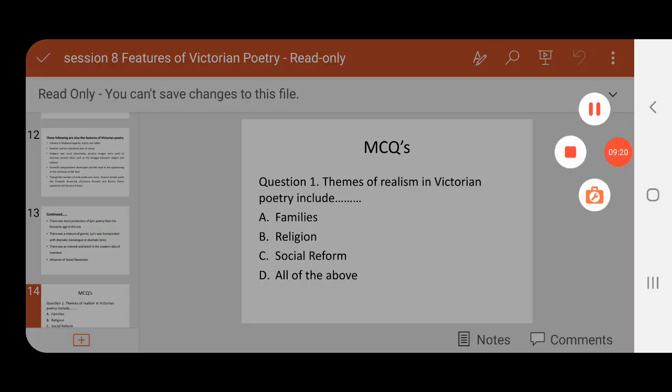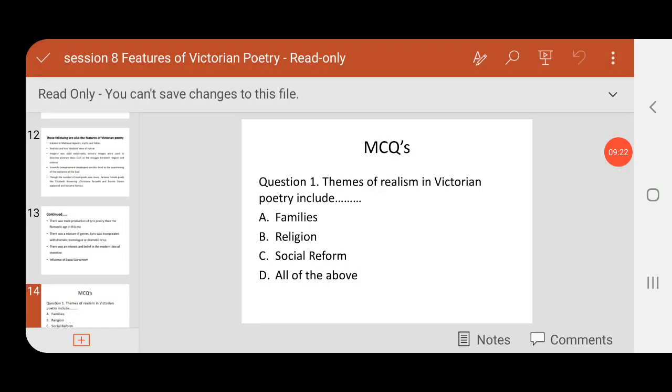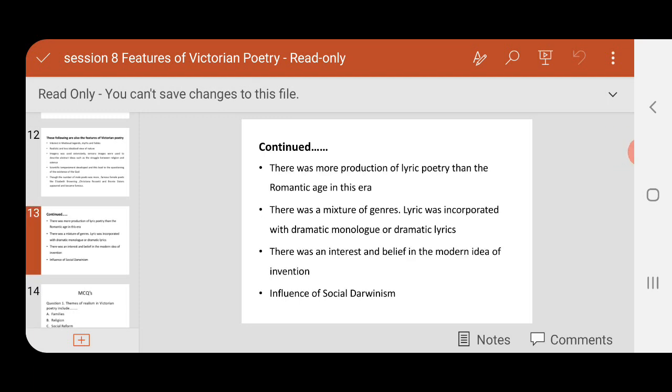So this is about the features of Victorian poetry. In the next class, we shall see about the major poets and their contributions.